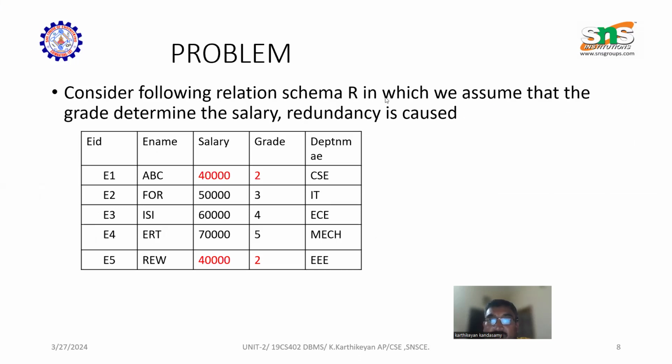Consider the following relation schema R, where we assume that the grade determines the salary and redundancy is the cost. So we have employee ID, employee name, salary, grade and department. E1 ABC, 40,000, grade 2, CSE. The same continues with E5, 40,000, 2 and triple E. The department is different, but salary and grade are the same. So the dependency can occur. So we use decomposition or lossless decomposition. You can implement that. Which one is the best one? You can choose the correct answer based on the steps.